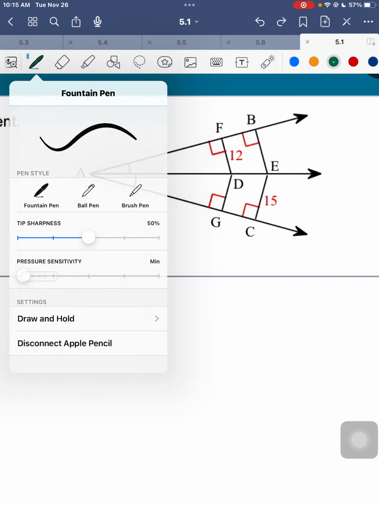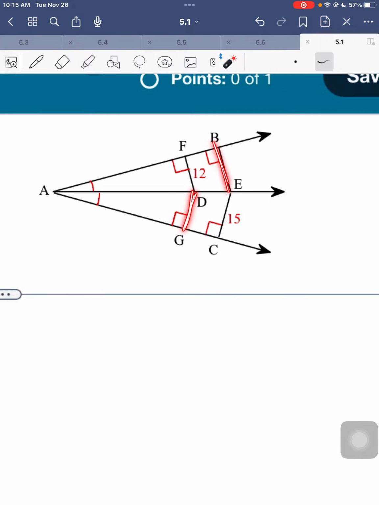My bad, guys. Alright, whatever. So we know that this one's going to be 12 and this one's going to be 15, right?